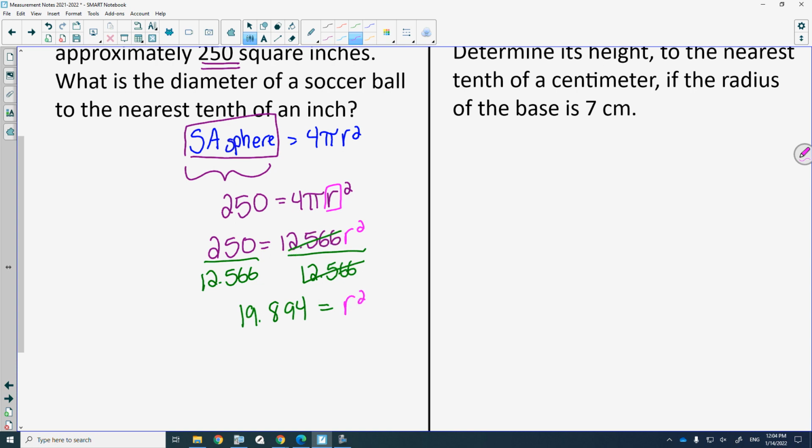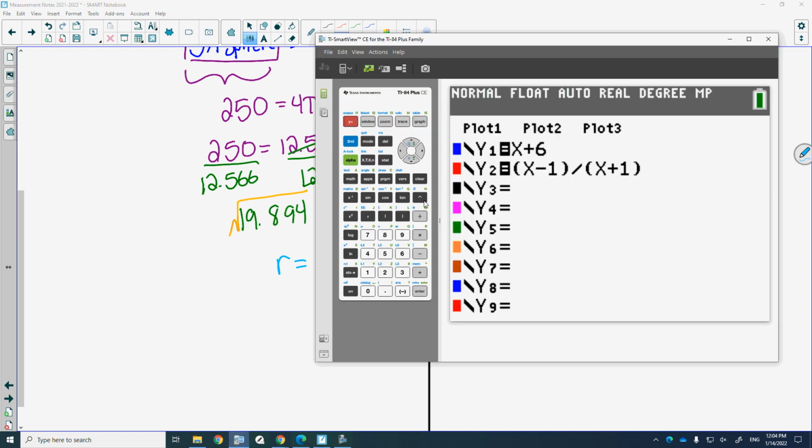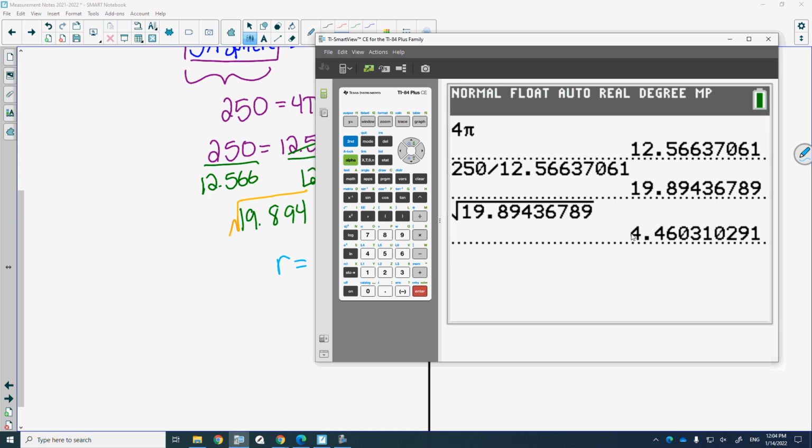And now you need to isolate r. Juan, what would I do to isolate r? How do you get rid of a square? Nope. What's the opposite of squaring? Square rooting. The opposite of squaring a number would be square rooting a number. So r is equal to the square root of our answer. And we would get, we're still not going to round, the radius is 4.46.